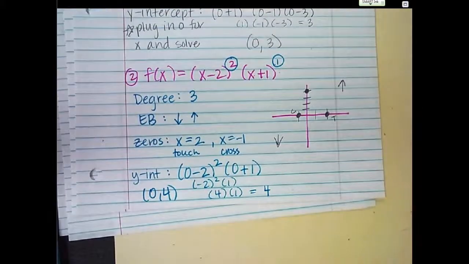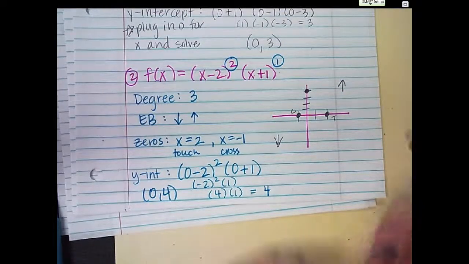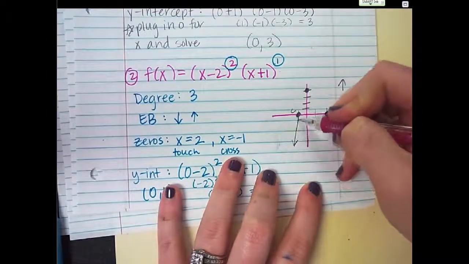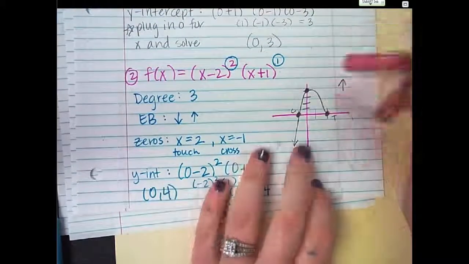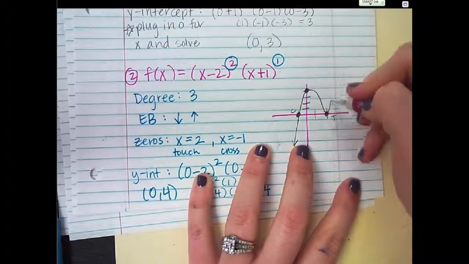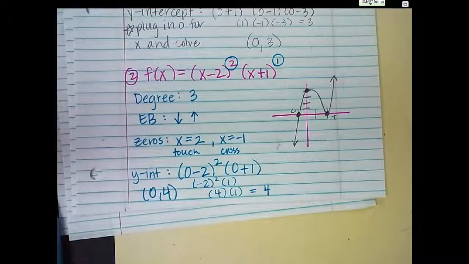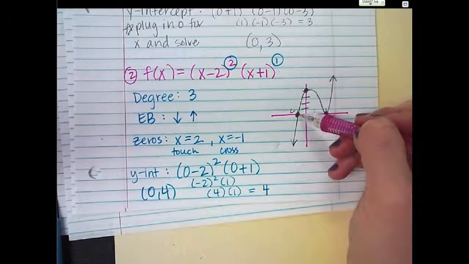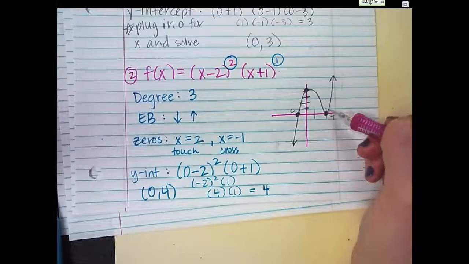So draw yours, and then I'll draw mine. Let's see if it matches. So go left to right, though. Like on the first one we did, I always start at the left. So you should come from the bottom left, cross through -1 to go through your y-intercept, and then just touch at +2 and then come back up.